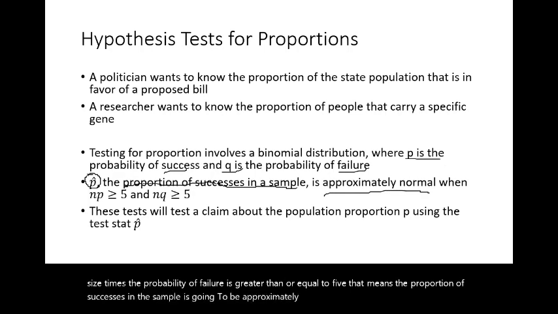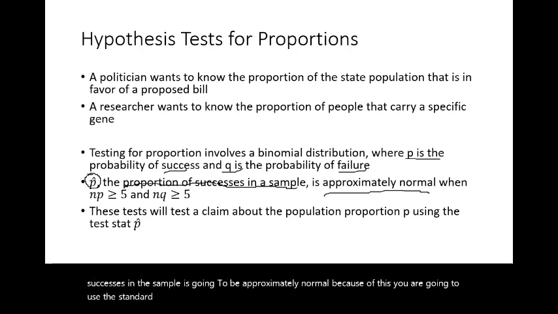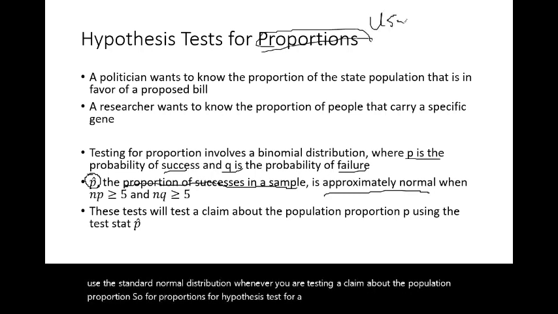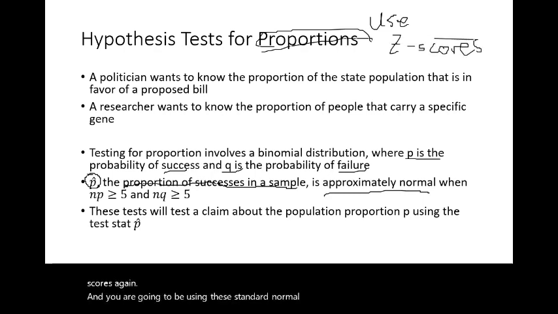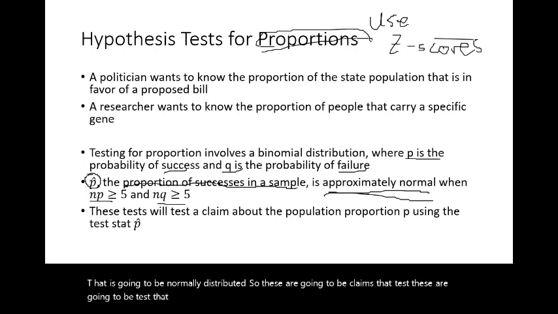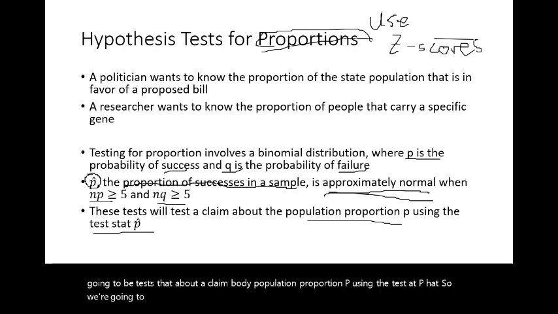Because of this, you are going to use the standard normal distribution whenever you are testing a claim about the population proportion. So for a hypothesis test for a proportion, you are going to be using z-scores again, and you are going to be using the standard normal distribution, because as long as these two conditions check out, P hat is going to be normally distributed. So we are going to be testing claims about a population proportion P using the sample proportion P hat as our test stat.